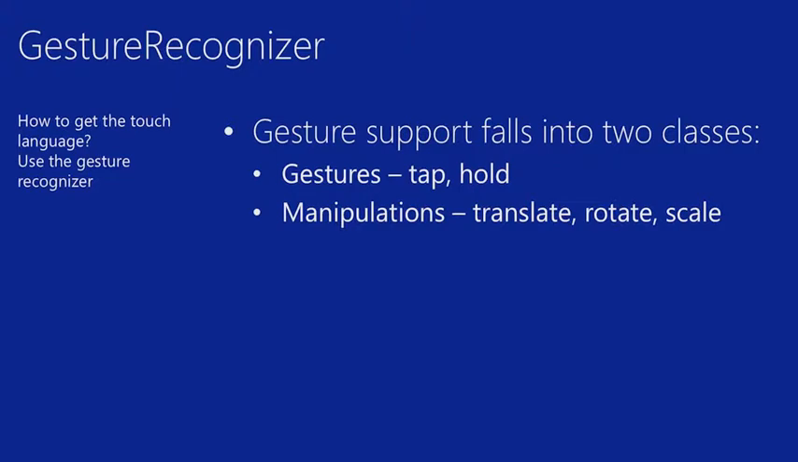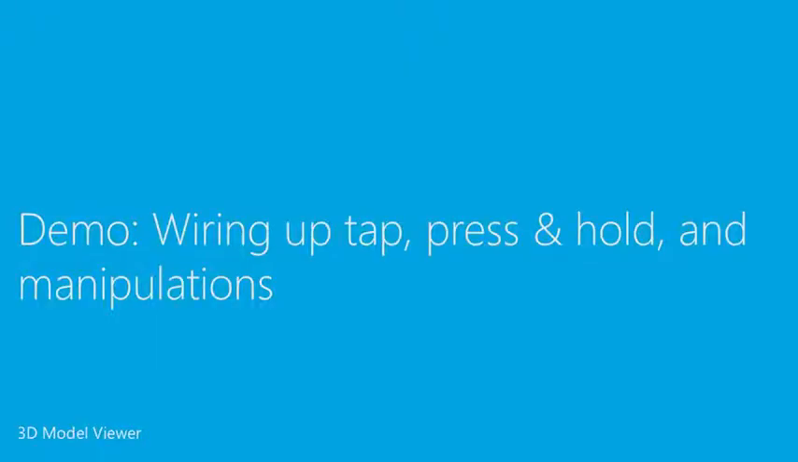So now that we've covered some of the bases, let's jump over to Visual Studio and actually code this up. We're going to take tap, press and hold, and pinch directly from the touch language and plug it into our model. And we're also going to take the translate and use it to rotate the model.